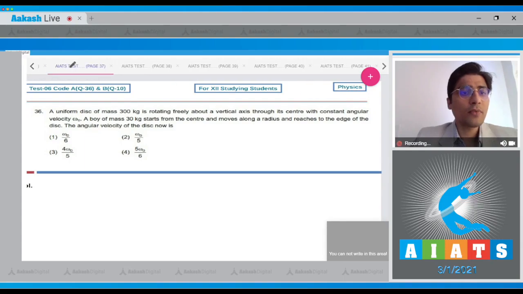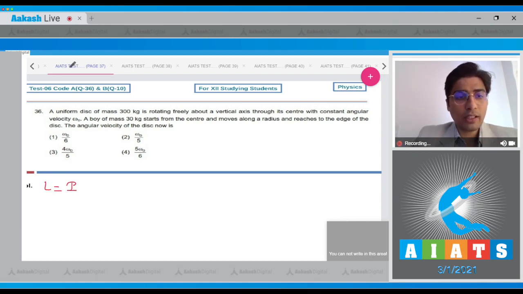Question 36 says, a uniform disk of mass 300 kg is rotating freely about a vertical axis through its center with a constant angular velocity omega. A boy of mass 30 kg starts from the center and moves along the radius and reaches the edge of the disk. The angular velocity of the disk should be now. The student, let us solve this using the angular momentum conservation.